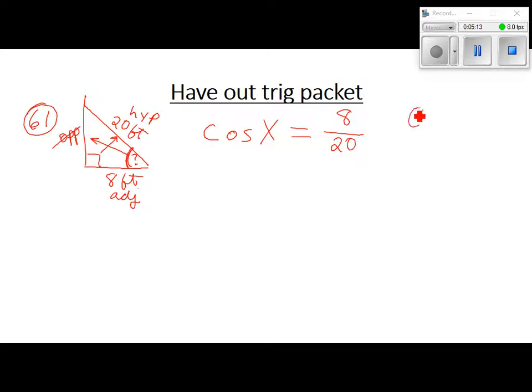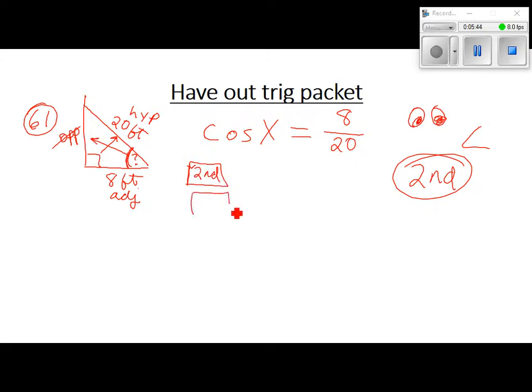Anytime you're trying to find an angle, what's the first thing you're going to hit on your calculator? Second. You're going to hit second first thing. That's the only time you're going to hit second, is when we're looking for an angle. Okay? So on our calculator, all we do, we hit second. These are the buttons you hit on your calculator. You should probably be following along and doing it. Make sure you understand it. You hit second, then what do you hit next? Cosine.